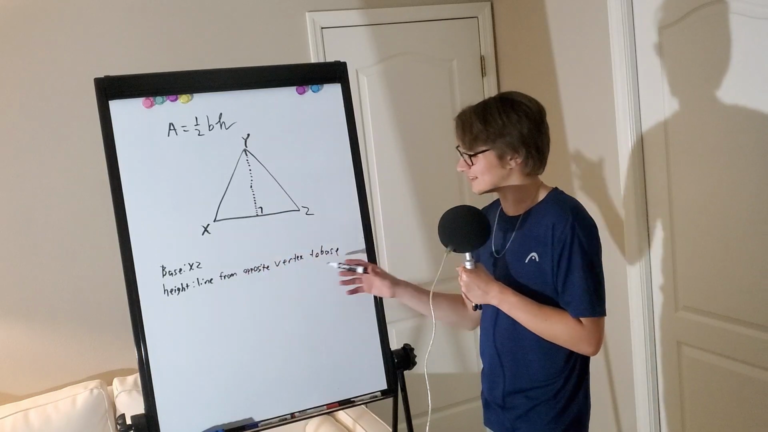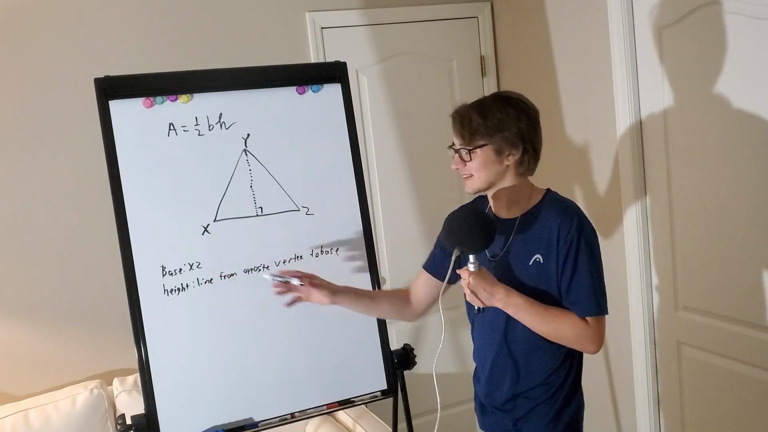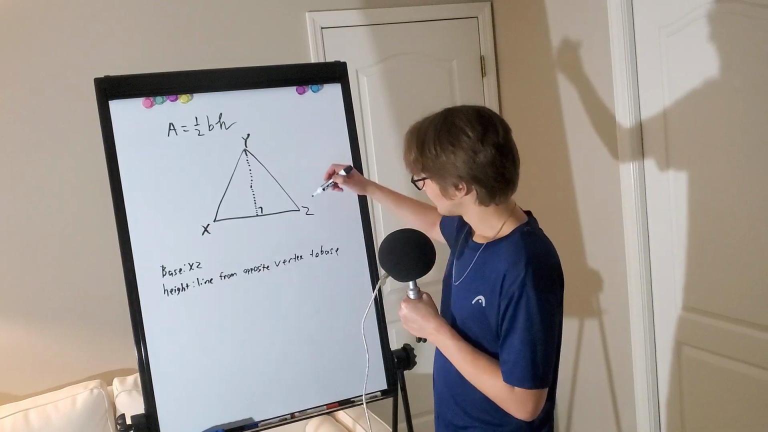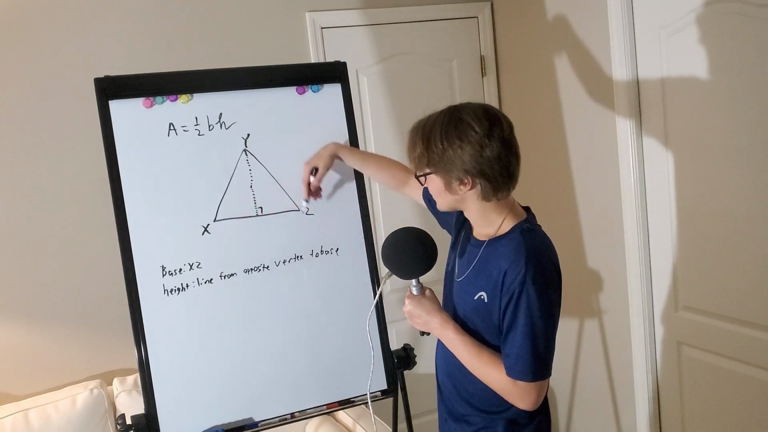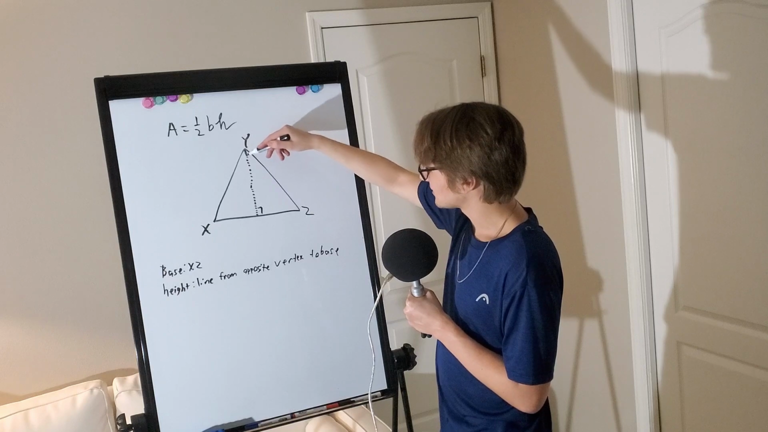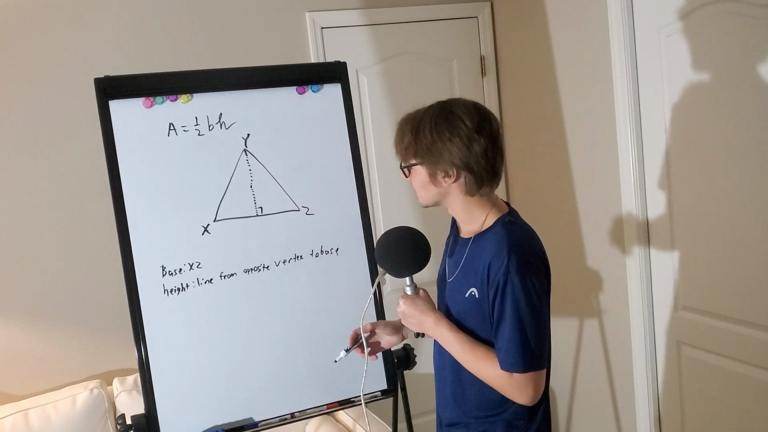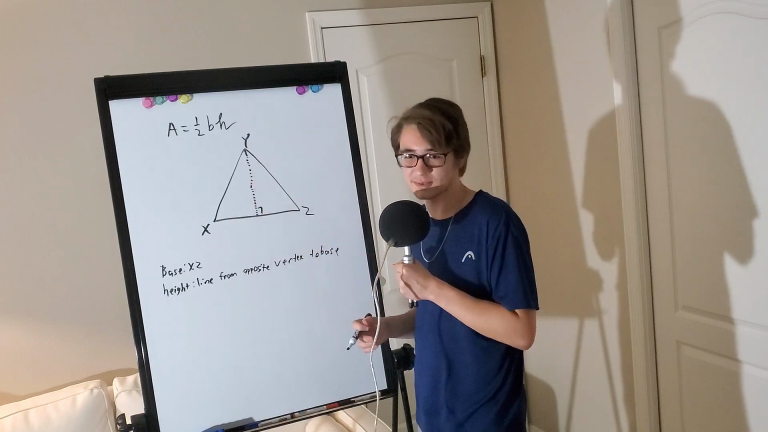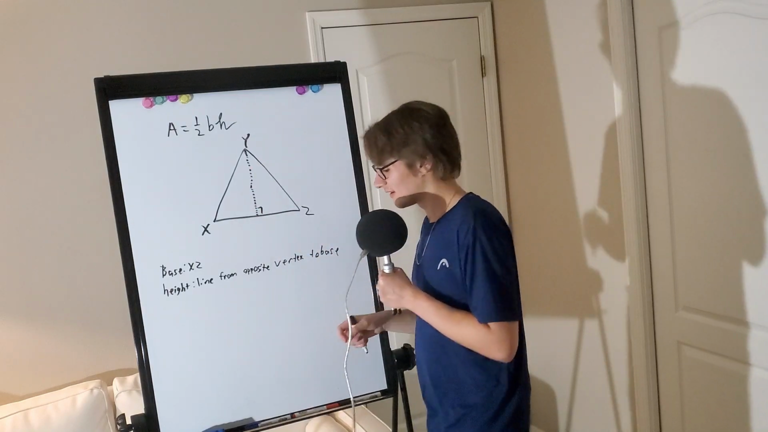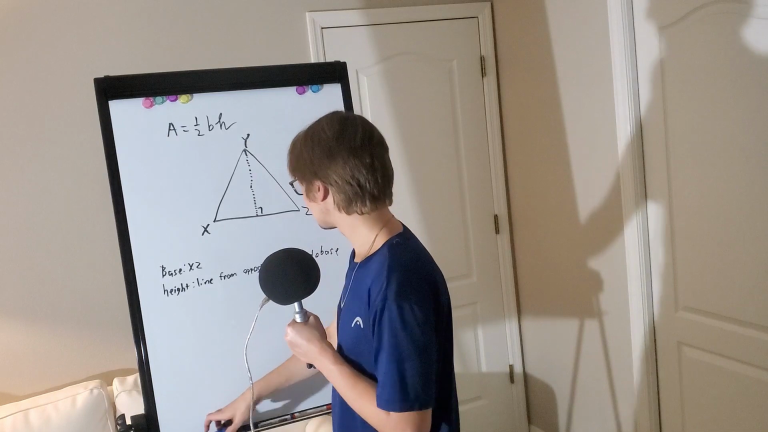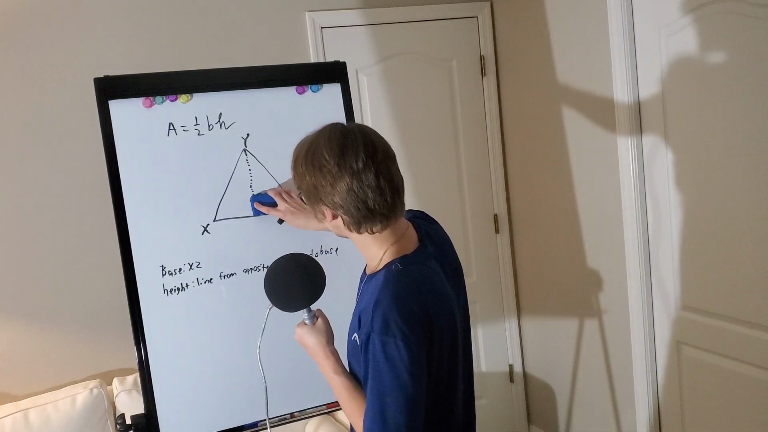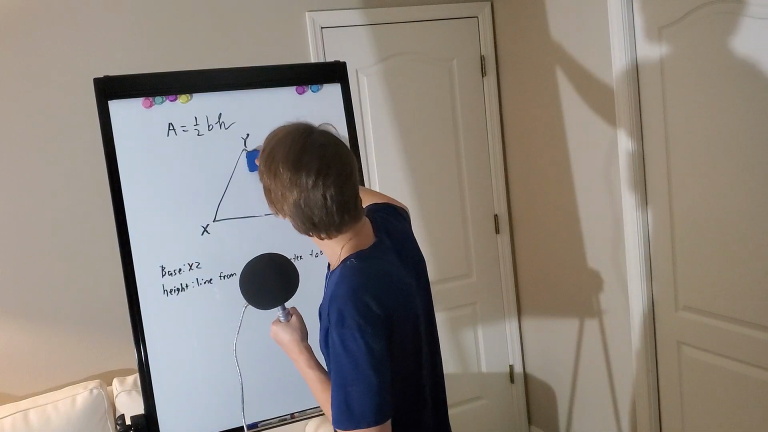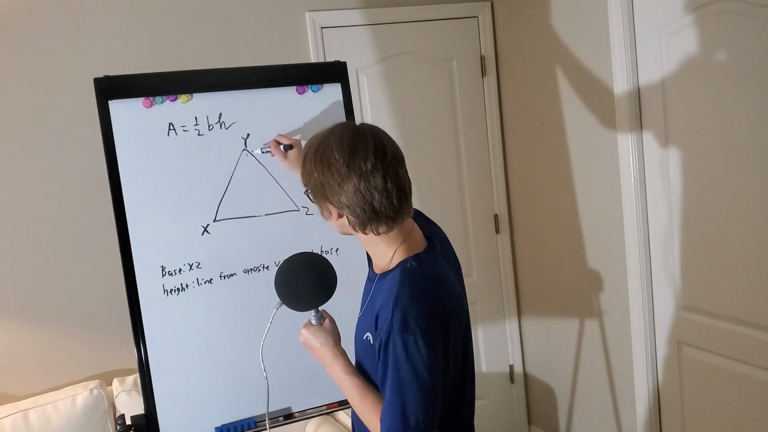I don't know why I did the definition here and the example here, but it doesn't matter. The point is, take your base, go to the opposite vertex. You have to make an altitude. This right angle dotted line I drew here is called an altitude. And there's a very specific reason why it has to be a right angle. And that is, what if you drew this line here?